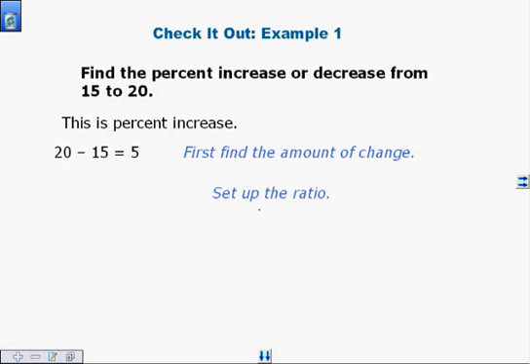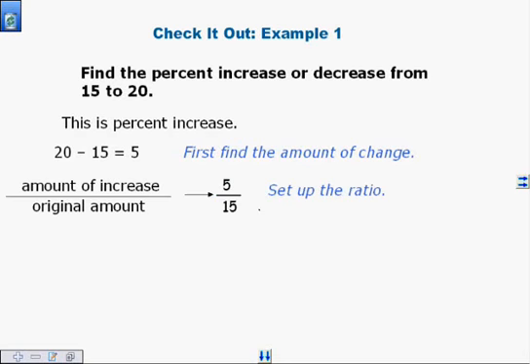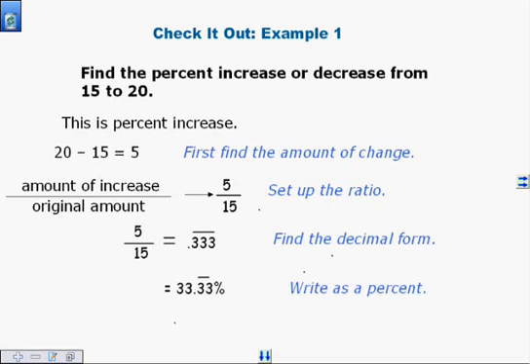Then you're going to set up your ratio. Do you remember the format? The format was amount of change over the original amount. So 5 to 15. The amount of change to the original amount, 5 to 15. Find the decimal. 5 divided by 15 is 0.3 repeating. When you write it as a percent, move 2 places right. 33.3% repeating. Now remember, you cannot leave it as just a percent. You have to say from 15 to 20 is a 33 and a third percent increase. You have to say that.